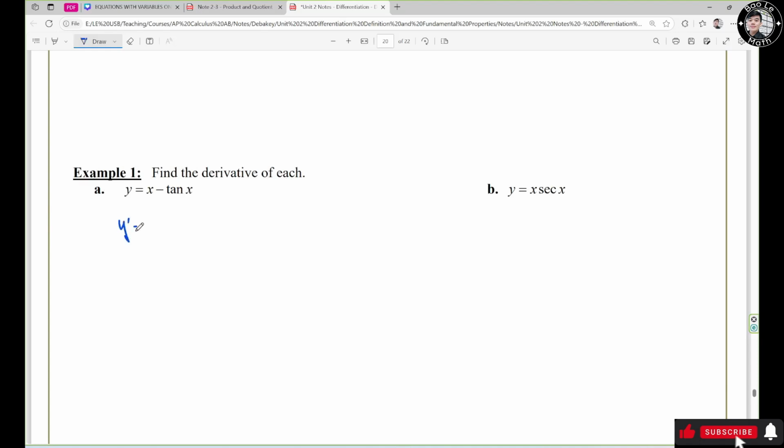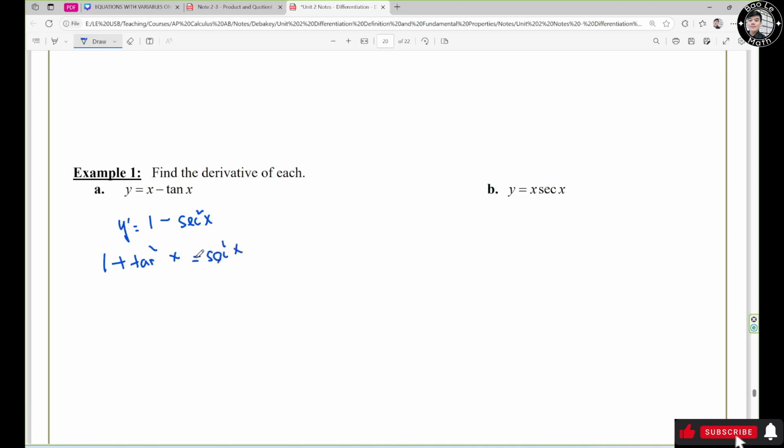y prime equals the derivative of s, which equals 1. The derivative of tangent s is secant squared of s, right? Now you can leave the answer like this, or if you see different answers in the answer choices, you could use the formula 1 plus tangent squared of s equals secant squared of s, right?